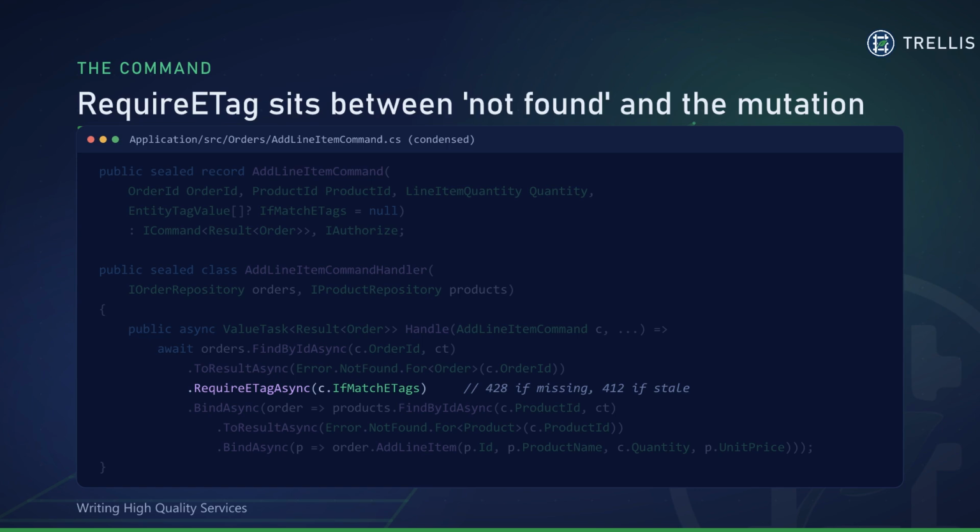Only if the precondition passes do we load the product and call the one domain method, add line item, which snapshots the name and price. Notice the shape, not found, then precondition, then mutate. The concurrency check is one call in the chain, not a scattered afterthought.